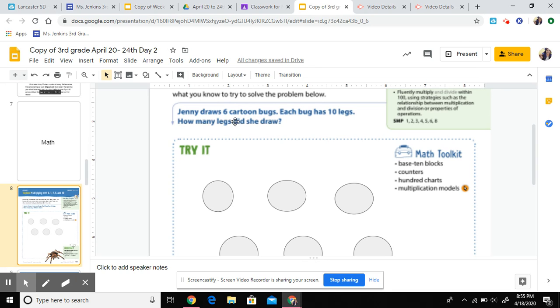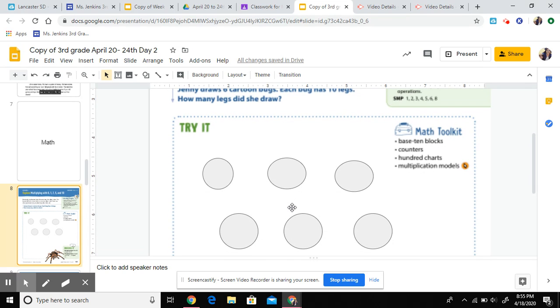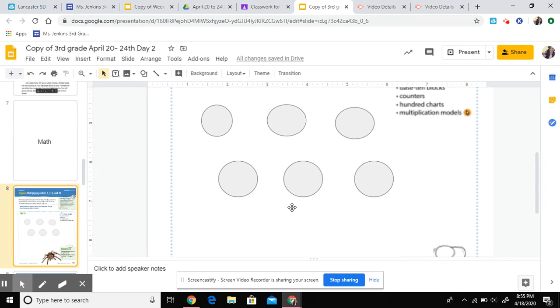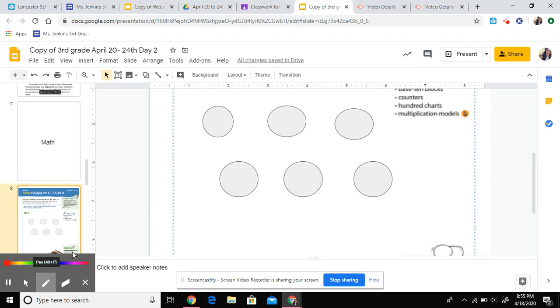Jenny draws 6 cartoon bugs. So these are her 6 cartoon bugs. That's why they look a little different. They're not the same size circle. Each bug has 10 legs. So you're going to put 10 legs on every single one of these circles and then count how many legs did she draw. So what I'm going to do is help draw.